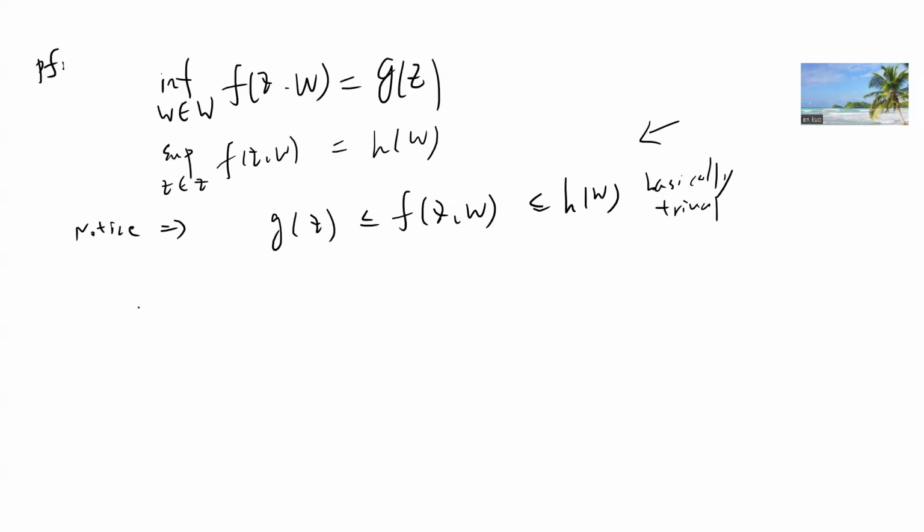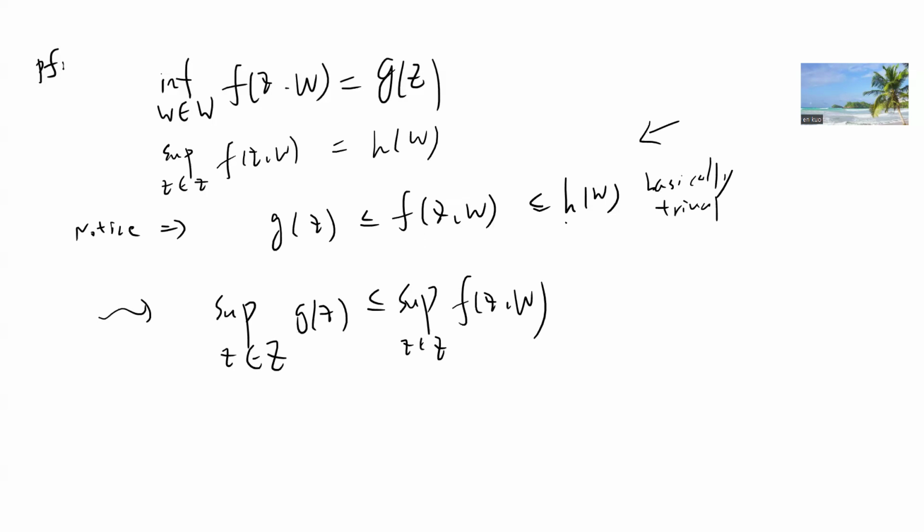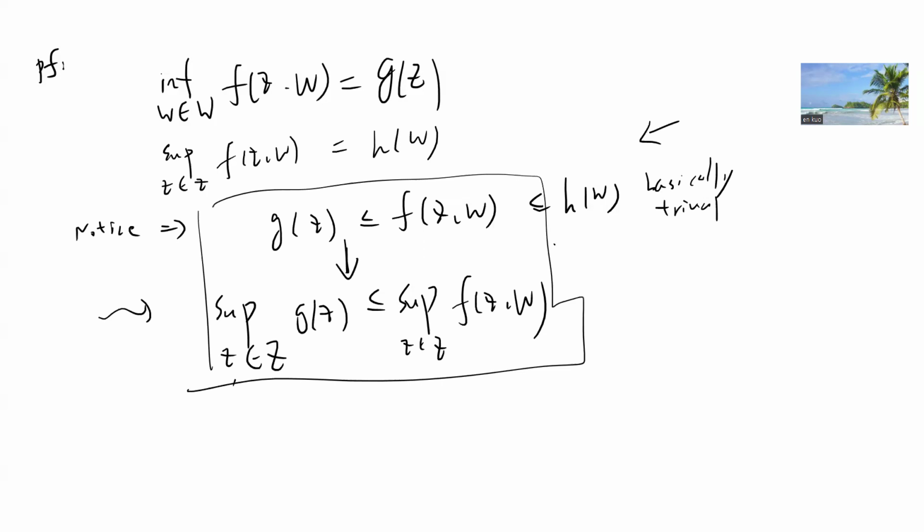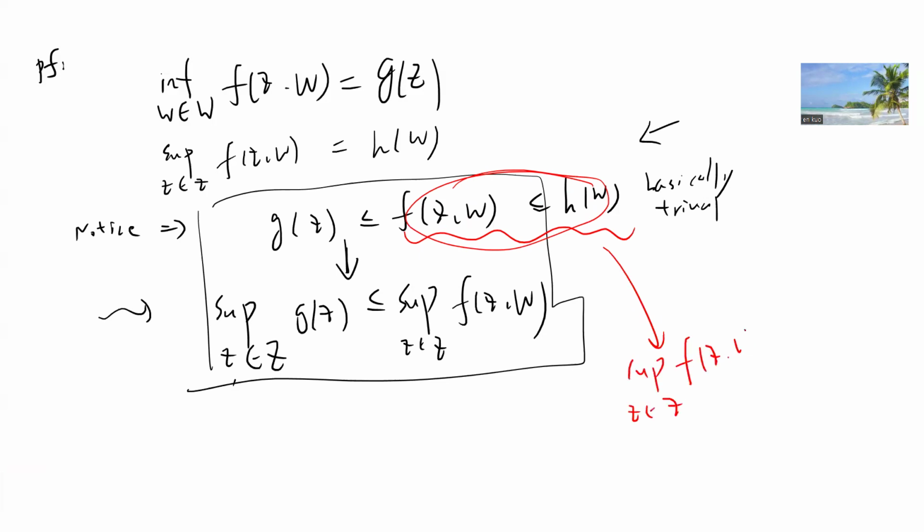So if I take the sup over z belonging to Z of g of z, it is always less than or equal to the sup over z belonging to Z of f(z, w). This is copied from here. So this is true: if I take the maximum of it, it is always less than or equal to the minimum of it. So if I take the sup over z belonging to Z of f(z, w), then it is always less than or equal to h of w.